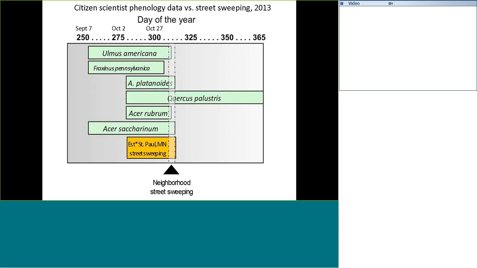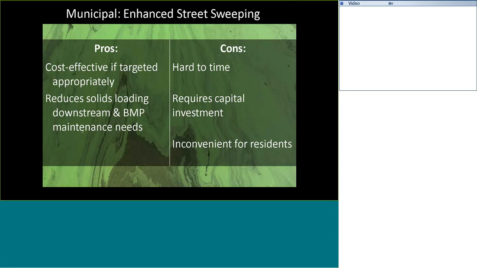On the other hand, there were neighborhoods in St. Paul that were swept before the majority of the leaves dropped for a number of these species. So it's really hard for a big city like St. Paul or Minneapolis to hit the timing right so that they're actually sweeping when the majority of the leaves are in the street. So that's another challenge.